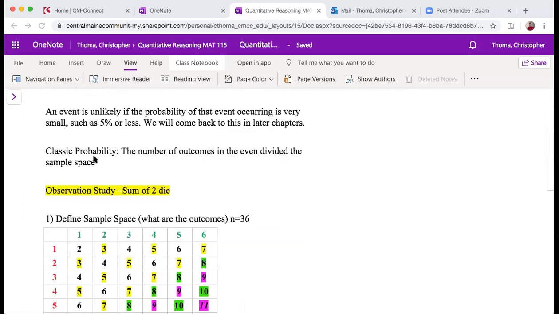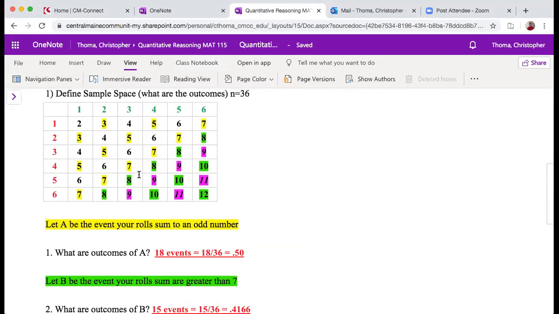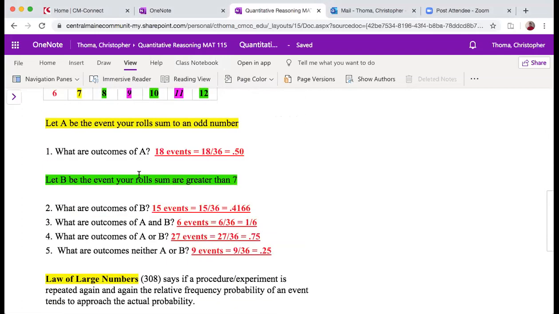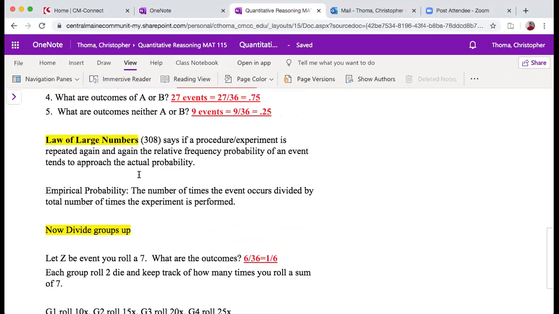And we're going to stay mostly in the classic probability realm, which is the number of outcomes in the event divided by the sample space. So I always like to think of it as success over total. So what we're going to do is redo this experiment, and then we'll come back and talk about it.